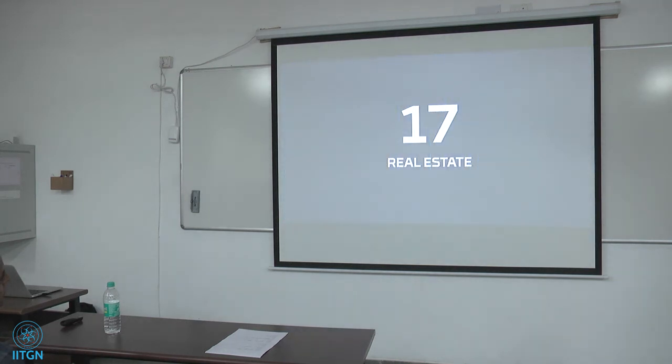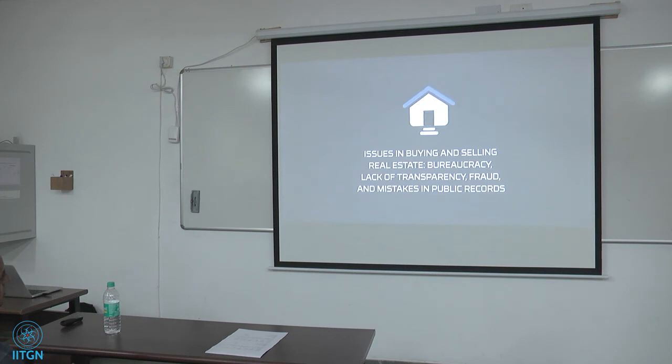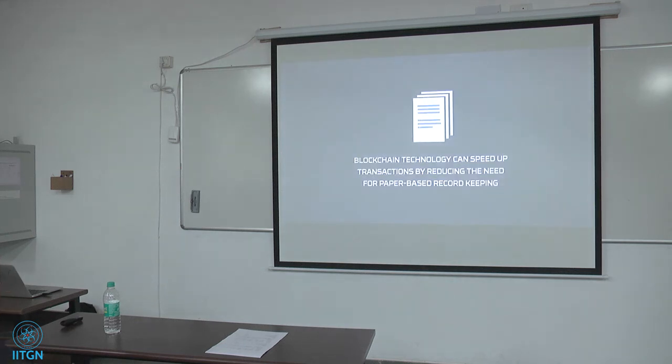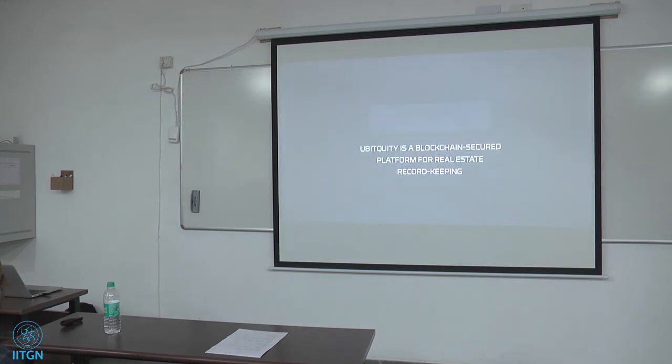Number 17. Real estate. Some of the issues in buying and selling real estate are bureaucracy, lack of transparency, fraud, and mistakes in public records. Using blockchain technology can speed up transactions by reducing the need for paper-based record keeping. It can also help with tracking, verifying ownership, ensuring accuracy of documents, and transferring property deeds. Ubiquity is a blockchain-secured platform for real estate record keeping that is an alternative for legacy paper-based systems.